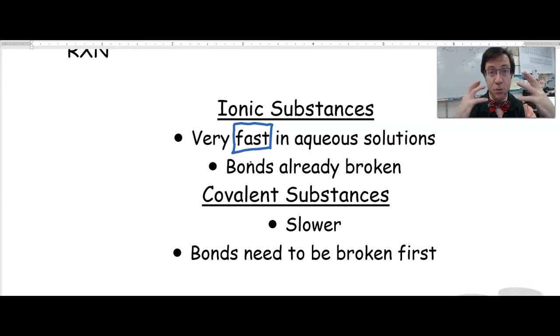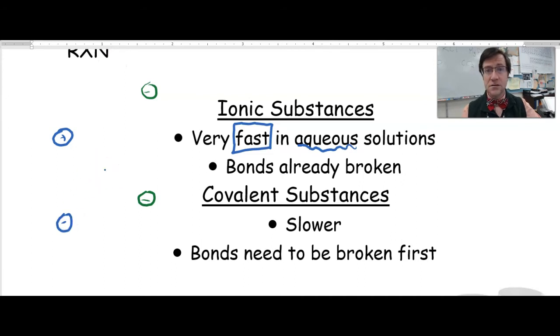Ionic substances are super duper fast if they are in an aqueous solution, right? If they're dissolved. And the reason is that the bonds are already broken. If you have an ionic substance, it's just floating around. The ions are already broken apart. They're just tootling around in water, and there's nothing to break apart. They are already broken.